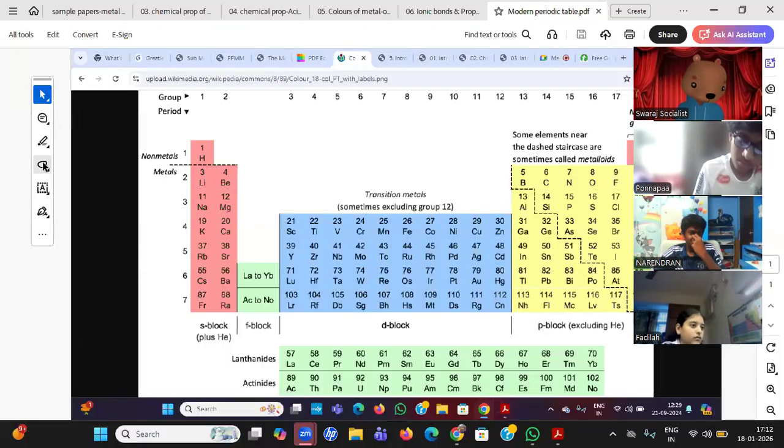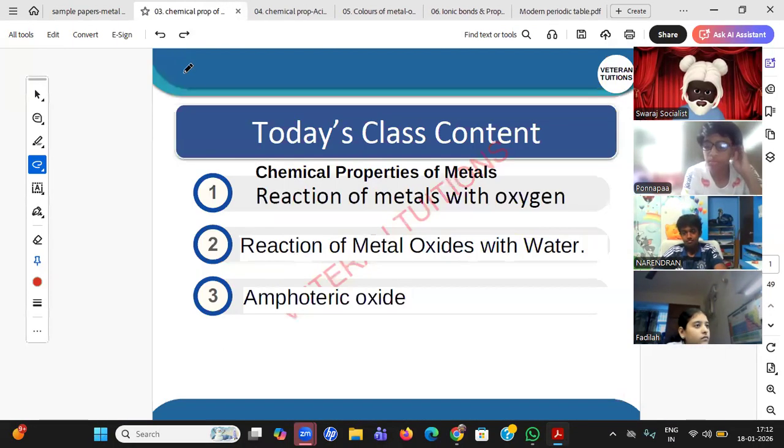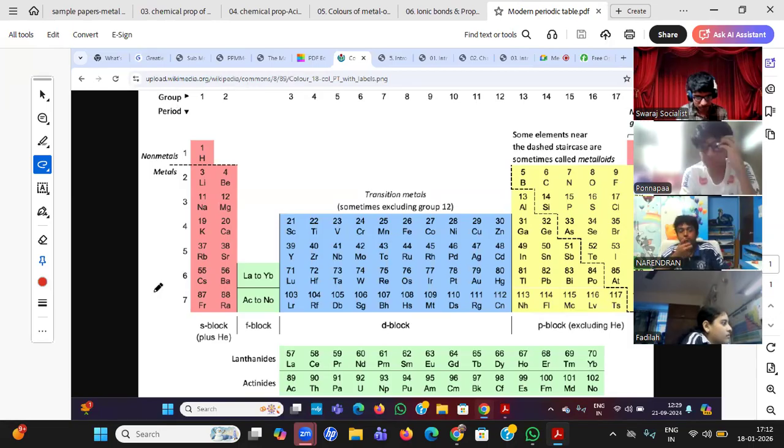So what all we learned in revision part one, students? In part one we learned the physical properties. What are metals? What are non-metals? This is what we learned in the first part. Left side of the dotted line are metals, right side of the dotted line are non-metals. That is what we read in revision part one.